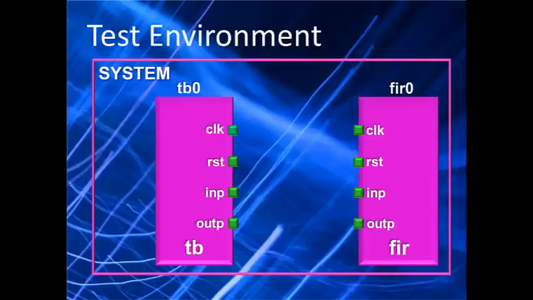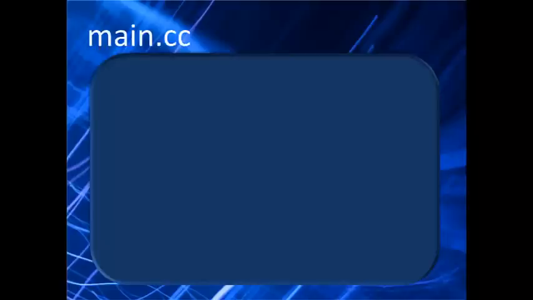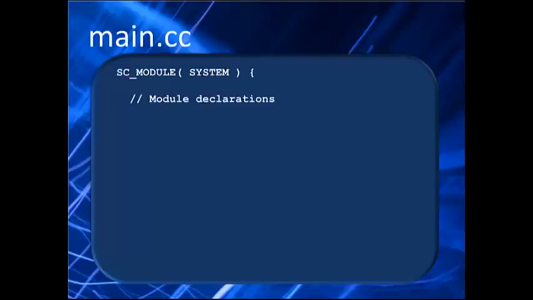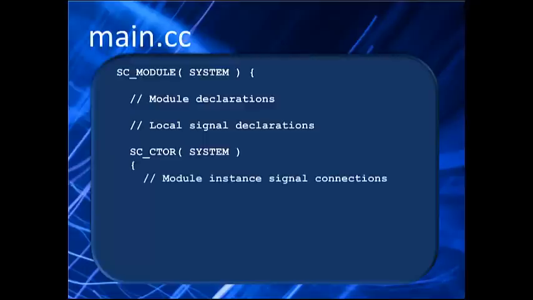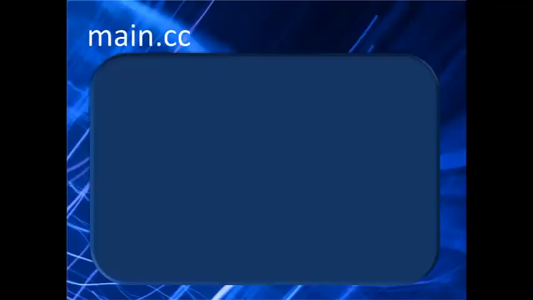So let's see how to do just the top-level system module with the fir and testbench instances. The code for our top-level system module needs to do the following. First, it needs to declare the fir and testbench module instances. Then it needs to declare some local signals that we'll use as wires to connect the fir and testbench ports to each other. The system module needs a constructor, and in it will go the fir and testbench module declarations and port-to-signal connections. Finally, it's not required, but it's a good idea to have a system module destructor, where the fir and testbench modules will be removed from the simulation stack. So let's look at how to code that.